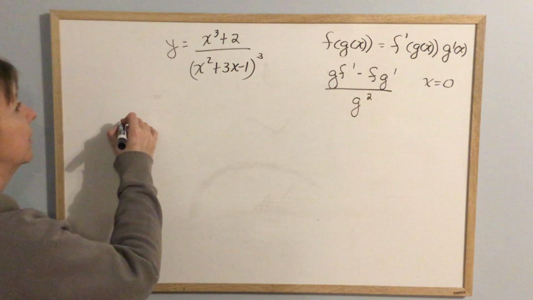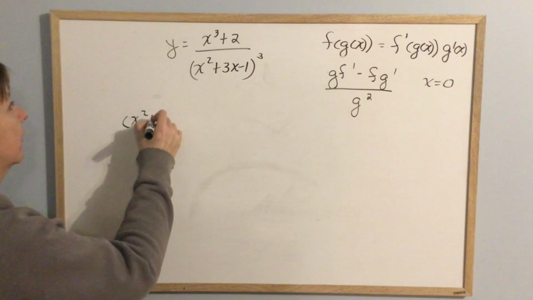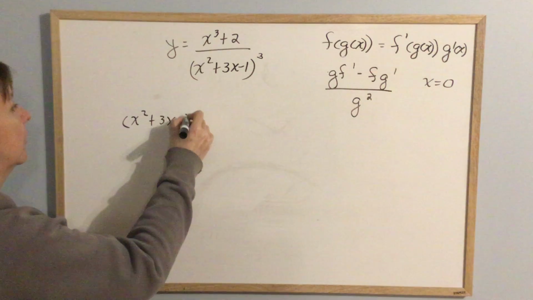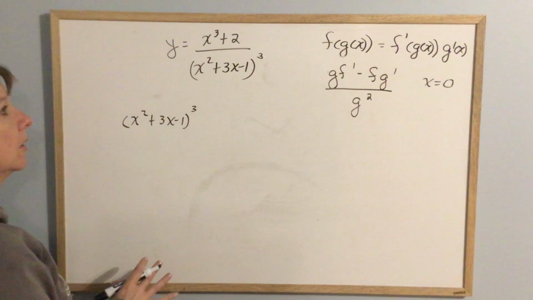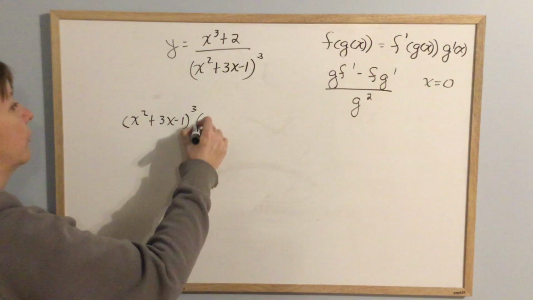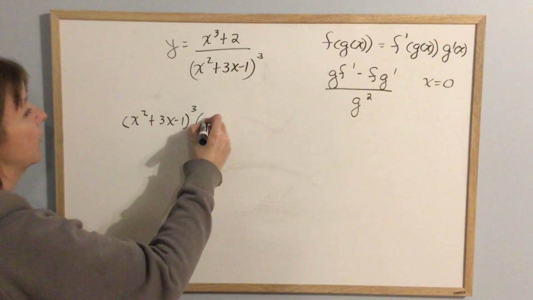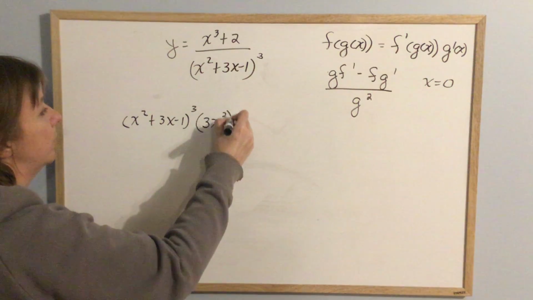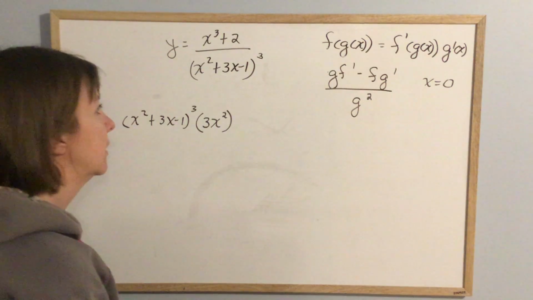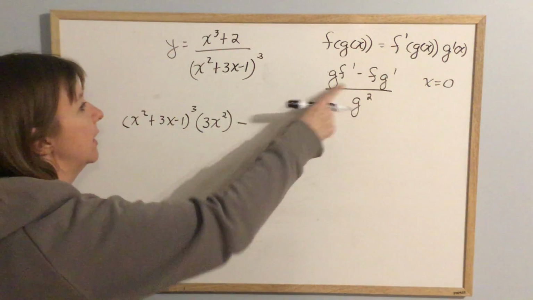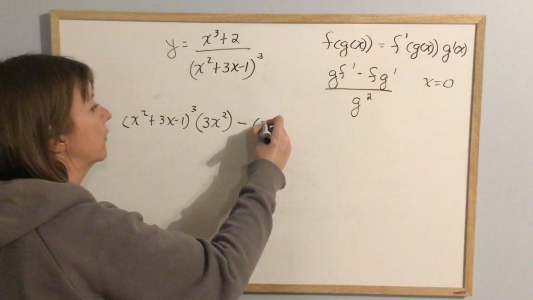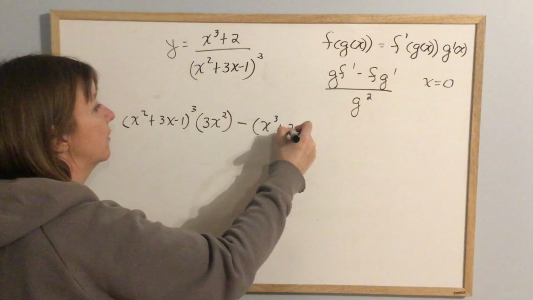So g, leave that alone. So x squared plus 3x minus 1 cubed, left alone. Do the derivative of f. The derivative of x cubed plus 2 would be 3x squared. Minus, now we leave f alone. So x cubed plus 2.